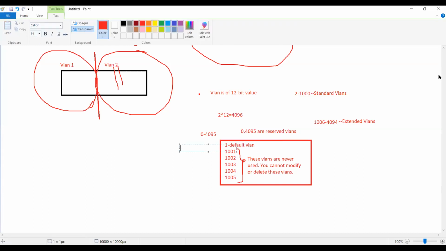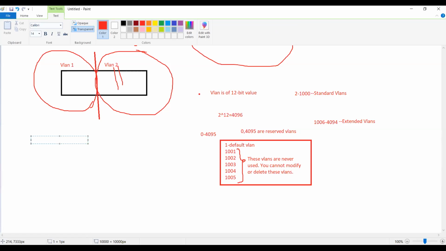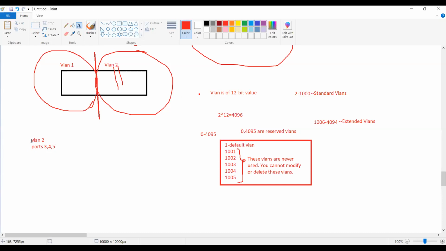Now, have you got any idea about VLANs? Some idea at least? Okay. This is the classification. Now, a VLAN is created like this: VLAN 1 is anyhow there. Apart from VLAN 1, I am saying VLAN 2. It is a name given. After that, I am assigning some ports. Let's say port 3, port 4, port 5 are members of VLAN 2. Clear? So for 3 ports, VLAN 2 is there.